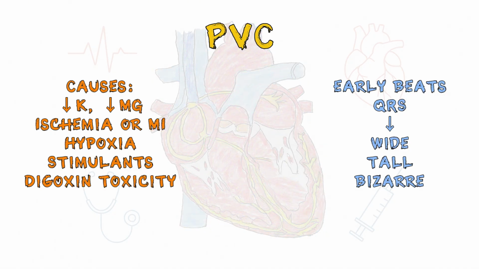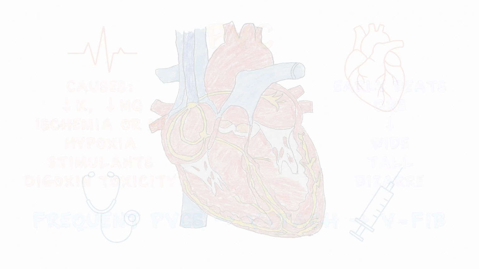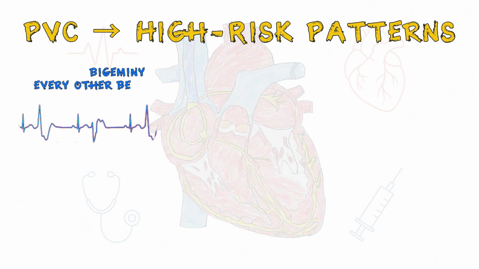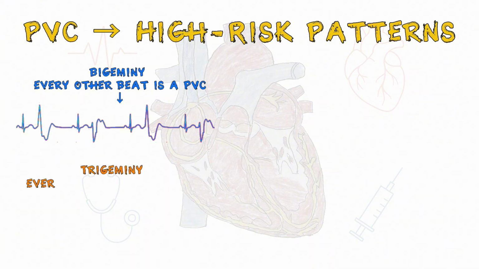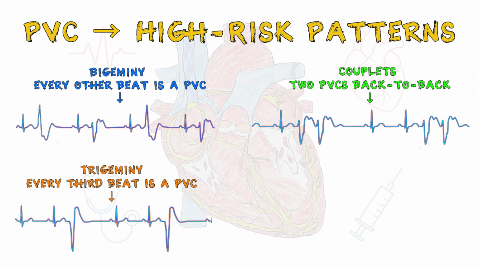If we're talking about danger, occasionally PVCs are benign, but frequent PVCs may progress into ventricular tachycardia, which can lead to ventricular fibrillation. Let's discuss high-risk premature ventricular contraction patterns. First, BIGEMINY. It means every other beat is a PVC. Second is TRIGEMINY. Every third beat is a PVC. Number 3 is COUPLETS, which means 2 PVCs back to back.